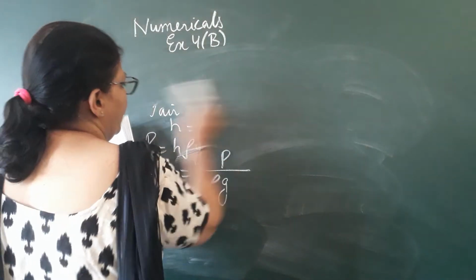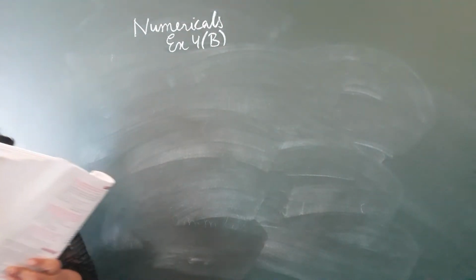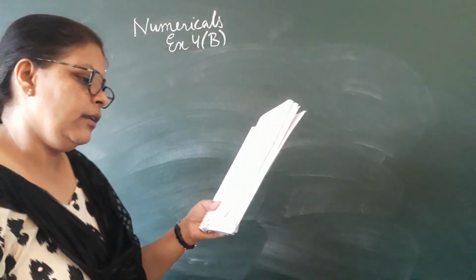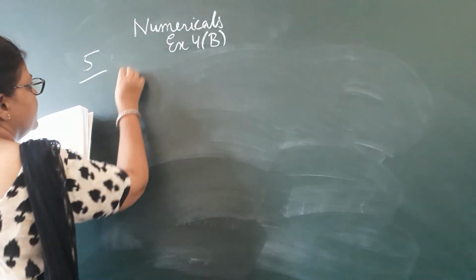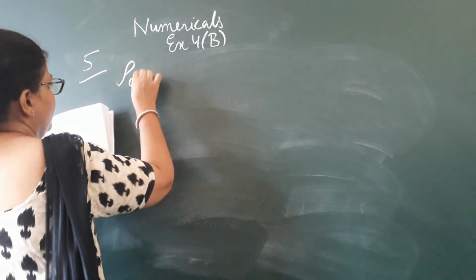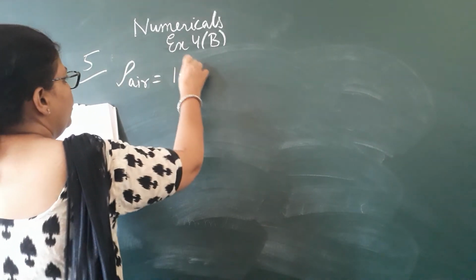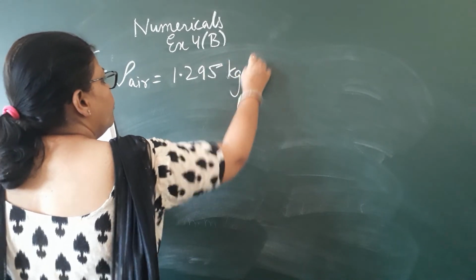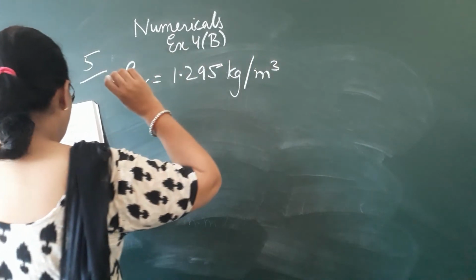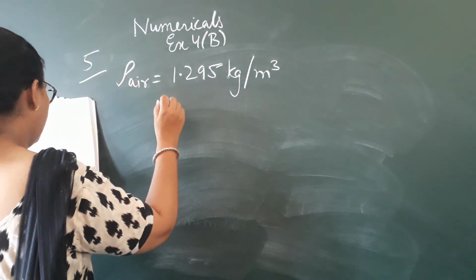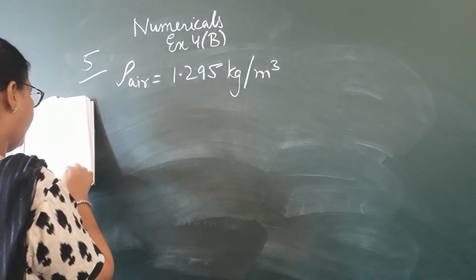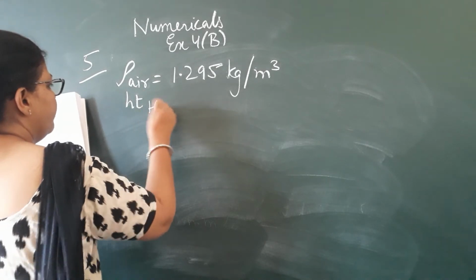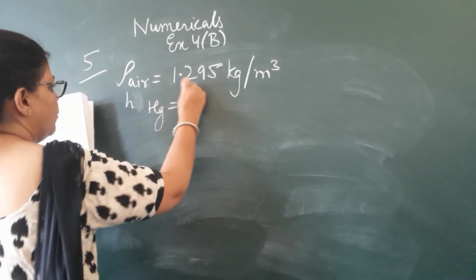Fine. So I am going to the last numerical problem. It is again a comparison numerical. I will just read out for you. It has been given the density of air. Now the density of air is given to be 1.295 kg per cubic meter. Okay. What else is given? The fall in the barometer. You are supposed to find the fall in the height of mercury. Height of mercury is to be found out.